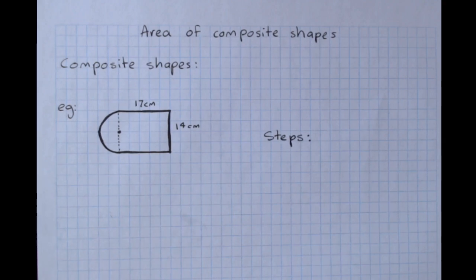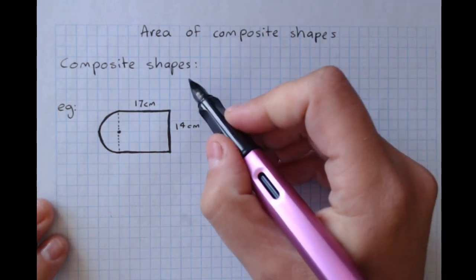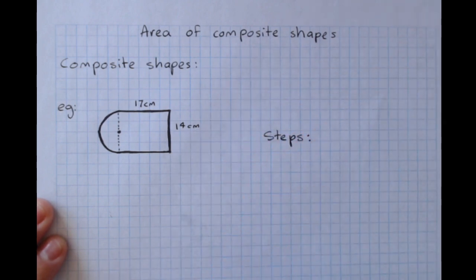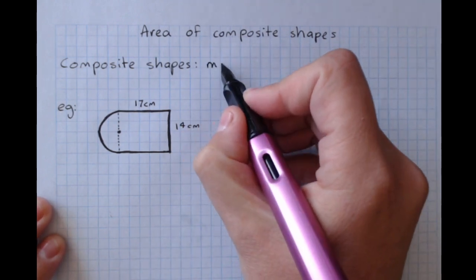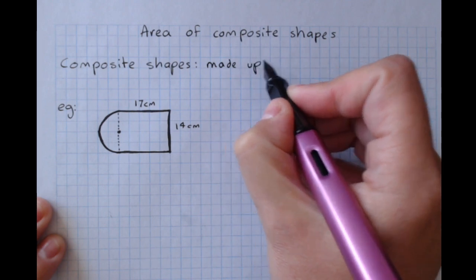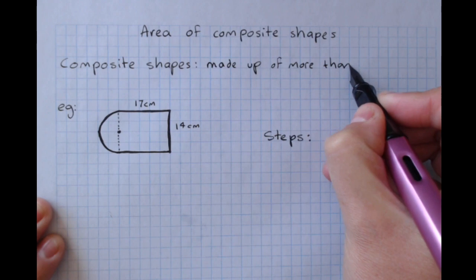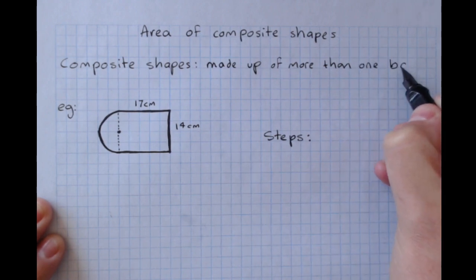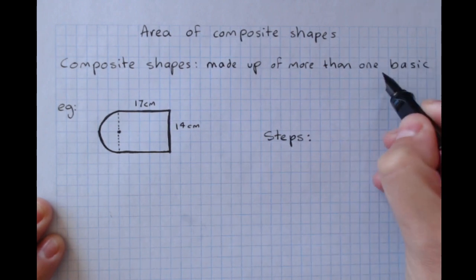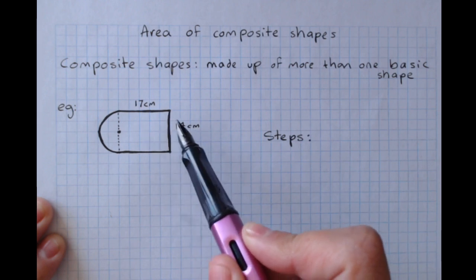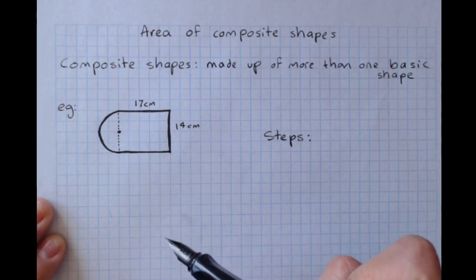Area of composite shapes. Composite shapes are made up of more than one basic shape. So the word composite, think of composed, made up. So this shape here is made up of a rectangle and a semicircle.